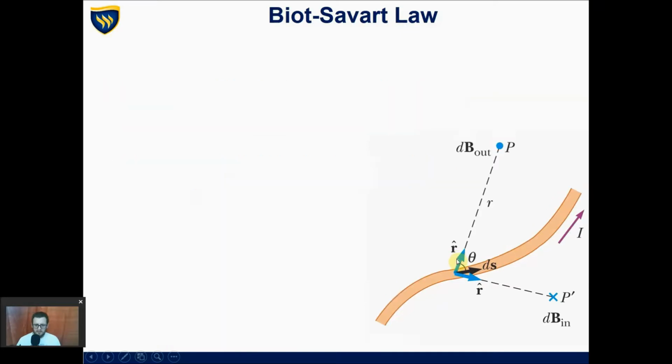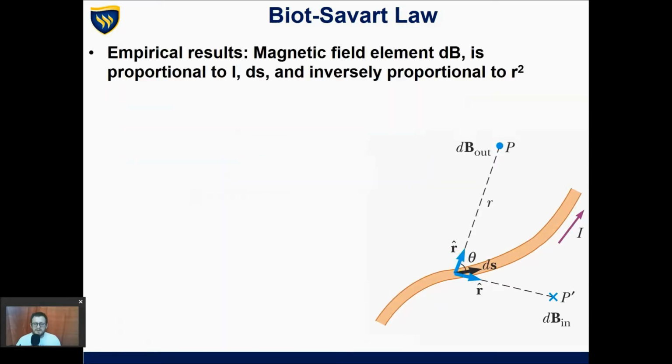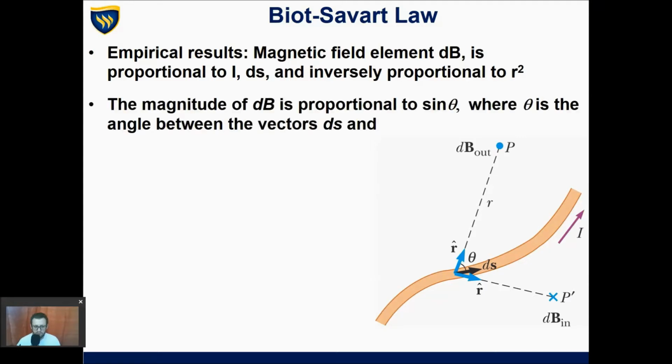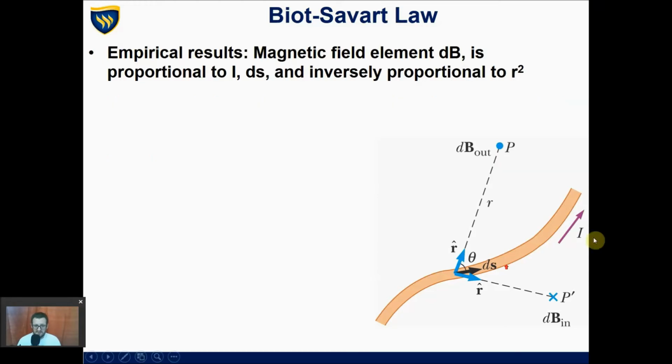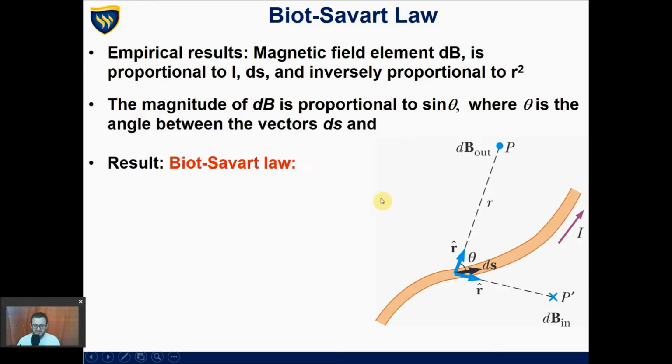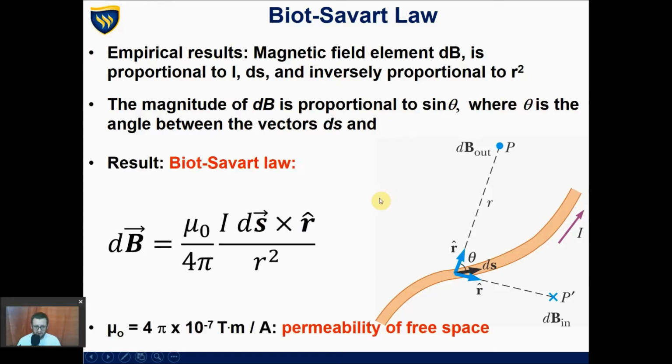So let's unpack this. Let me say this is an empirical result. This is not derived from some higher order law. This was something Biot and Savart noticed experimentally, and they worked out a mathematical expression to describe that. They also noticed that the magnitude of this tiny piece of the field dB is proportional to sine of theta, where theta is the angle between vectors ds and r hat. Looks like I left r hat off of this slide. I'll fix that.